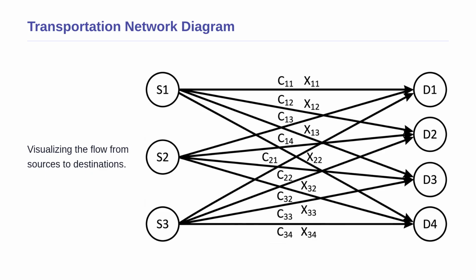Each route carries two important pieces of information: the unit cost to ship along that path and the actual quantity of goods we decide to send. By visualizing the problem this way, we can clearly see how complex the routing becomes and why we need a mathematical algorithm to find the cheapest path.